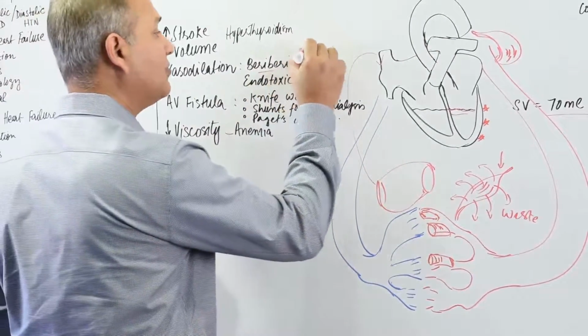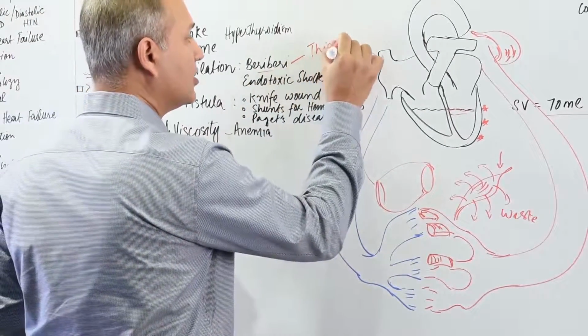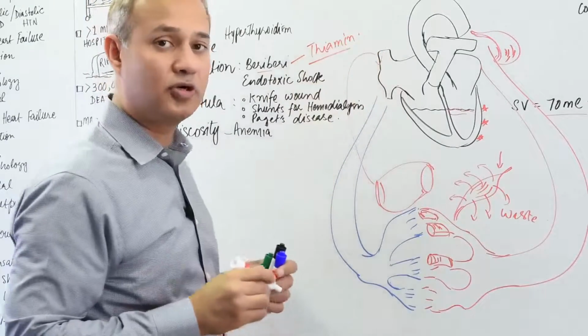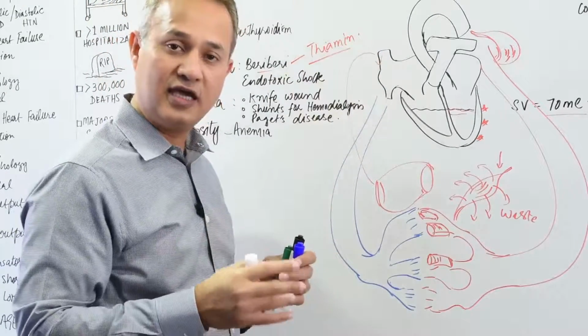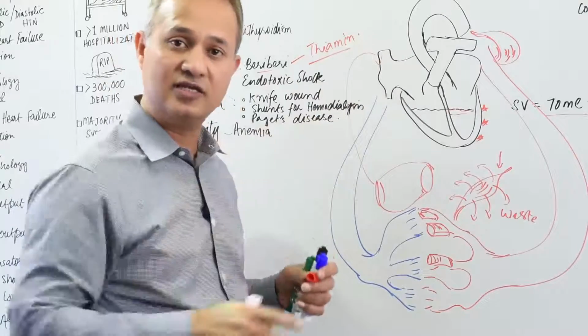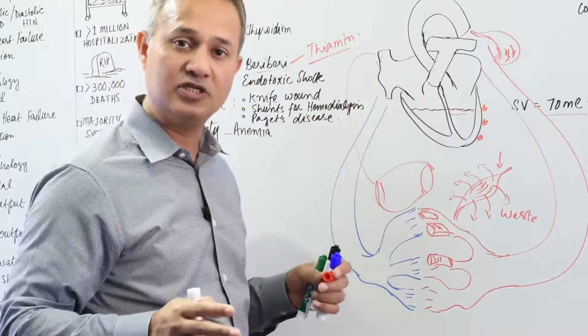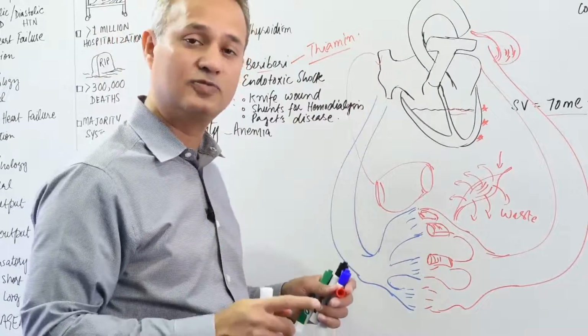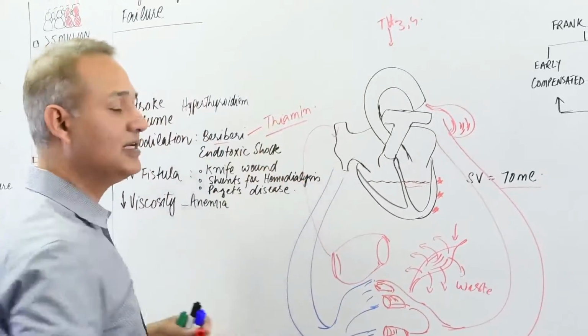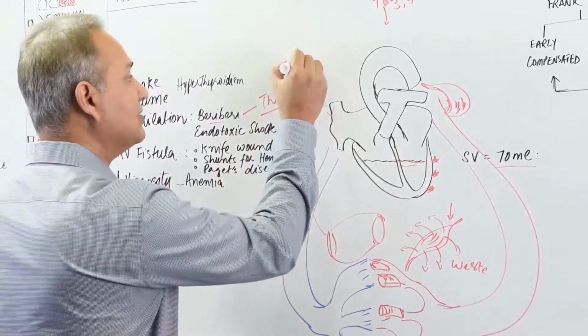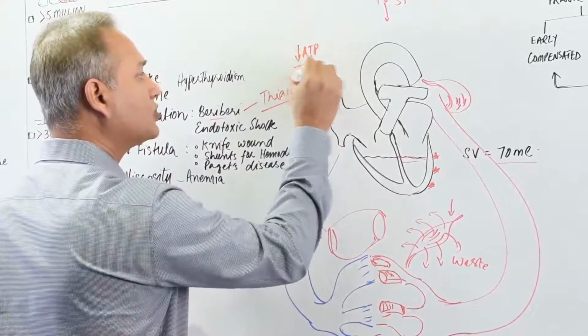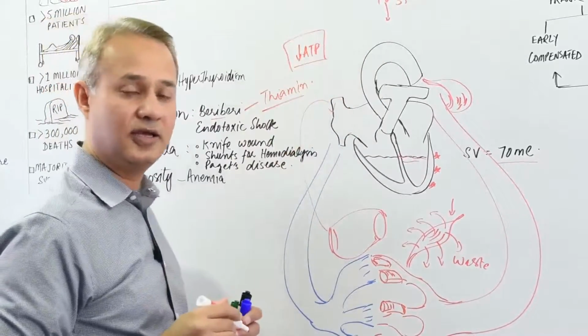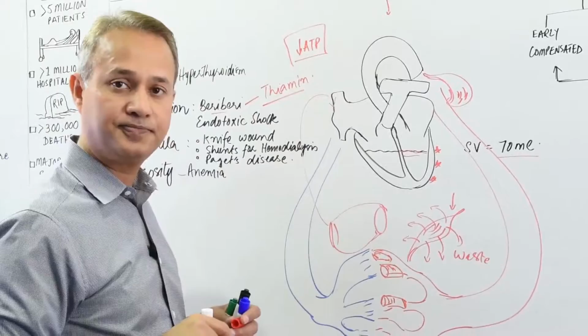What happens? So thiamine is an important cofactor in the ATP formation cycles. ATP formation is dependent upon thiamine's presence. When there is thiamine deficiency, there is less ATP. All of the thiamine problems, you can actually relate them to reduced ATP.